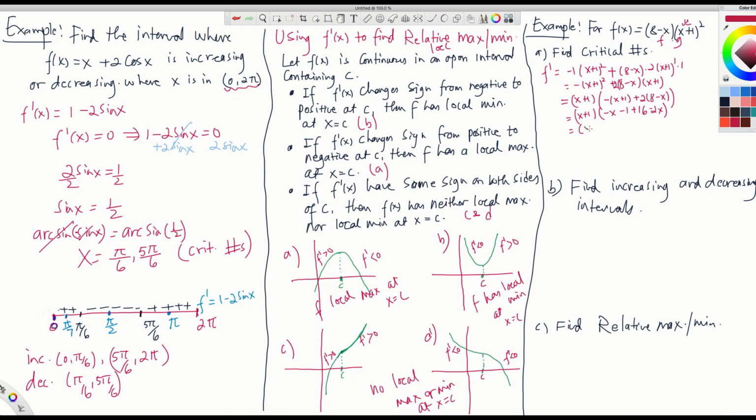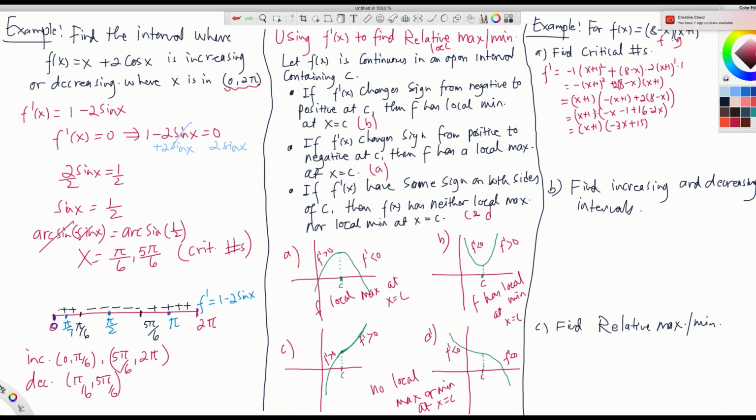So what do you get? You get x plus 1, right? And then negative x minus 2x is negative 3x, and then plus 15, right? Since there is no x in the denominator and there is no root, the domain is all real numbers, so you don't have to worry about where f is not defined. f prime is defined everywhere, okay?